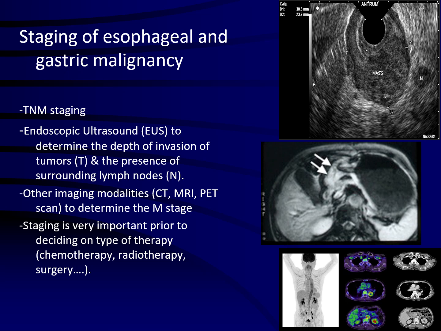Tumors are staged based on the T, N, and M staging. T involves the depth of the tumor, N the presence of lymph nodes, and M, distant metastasis. Endoscopic ultrasound is very important to determine the T stage and the N stage of these tumors in the esophagus and the stomach. We can use other imaging modalities such as CT, MRI, PET scan to determine the M stage. And it's very important to remember that staging is very important before deciding on the type of therapy to offer to a patient, such as chemotherapy, radiation therapy, and surgery.